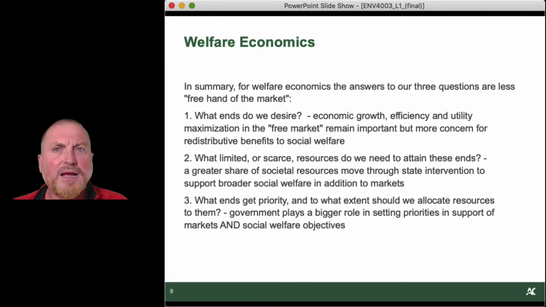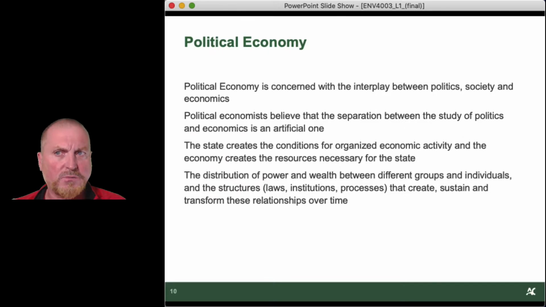So for welfare economics, the answers to the three questions are less free hand of the market. So let's look at that. What ends do we desire? Economic growth, efficiency, and utility maximization in the free market remain important, but with more concern for redistributed benefits to social welfare. What limited or scarce resources do we need to attain these ends? A greater share of societal resources move through state intervention to support broader social welfare in addition to markets. What ends get priority, and to what extent should we allocate resources to them? Government plays a bigger role in setting priorities in support of markets and social welfare objectives. That's largely the broad parameters of the way a welfare economist would see things.